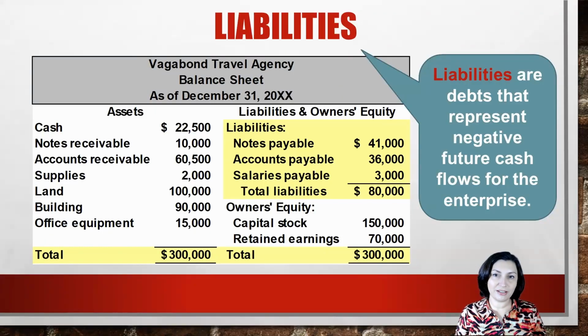Liabilities represent the claims of creditors on an entity's assets. Liabilities include accounts payable, which are amounts owed to creditors for assets purchased on account, taxes payable, and wages payable, which are amounts owed to our employees at the end of the accounting period. In our example, we have 80,000 in liabilities.